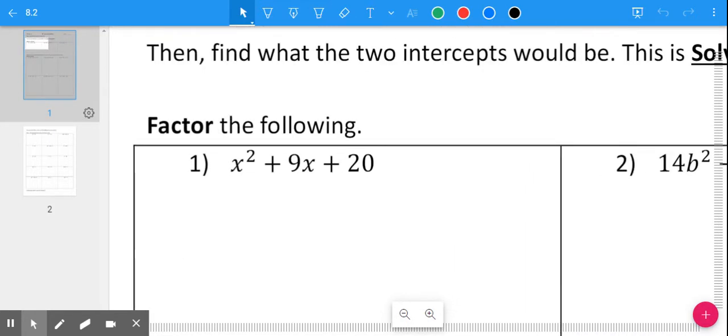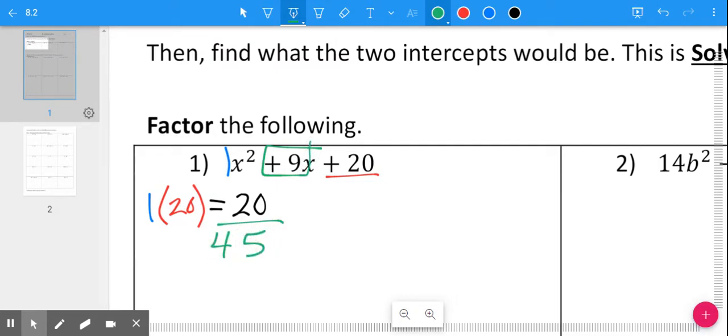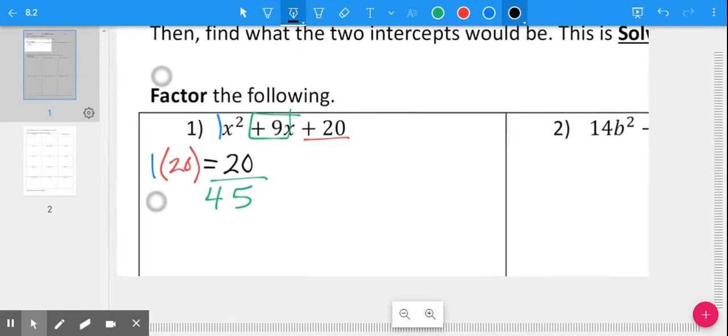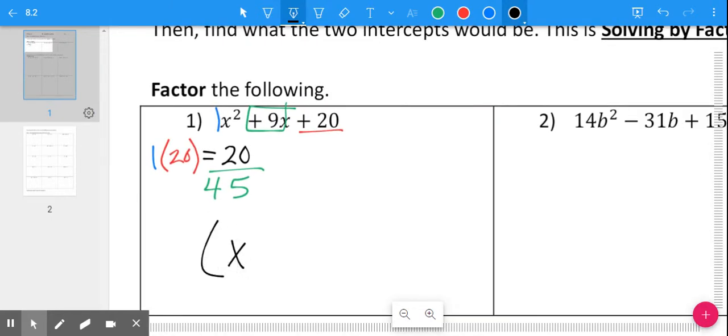So again, you do your A, which is 1, multiplied by your C, which is 20, and we get 20. So now we're looking for the factors of 20 that add up to a positive 9. So that's 4 and 5. 4 times 5 makes positive 20. 4 plus 5 makes positive 9. So because the A value is 1, you can just write your intercept form from there. So x plus 4, x plus 5.